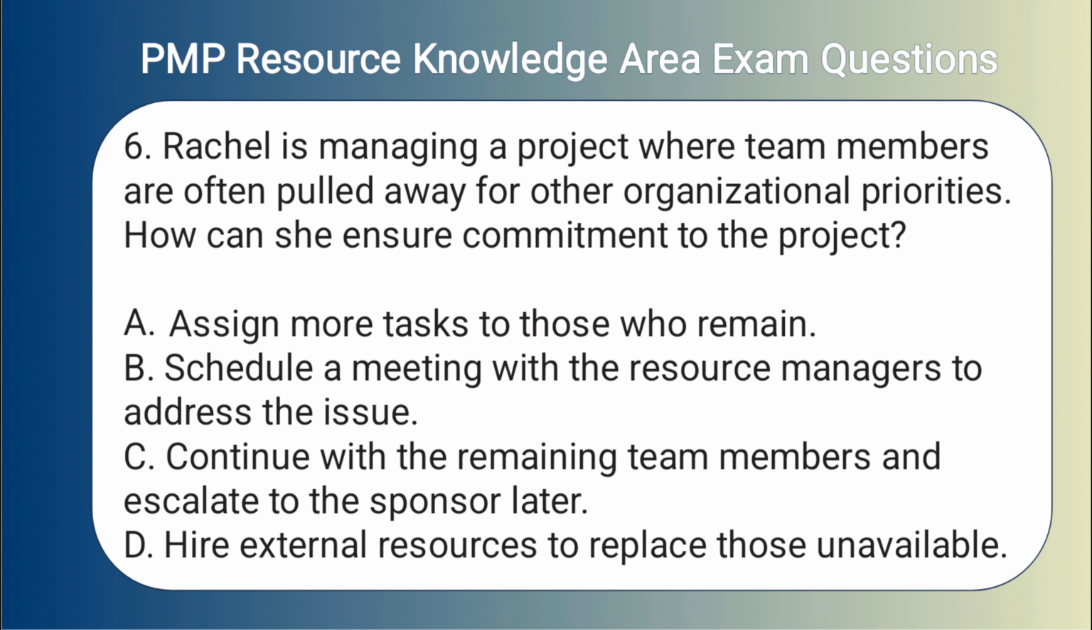6. Rachel is managing a project where team members are often pulled away for other organizational priorities. How can she ensure commitment to the project? A. Assign more tasks to those who remain. B. Schedule a meeting with the resource managers to address the issue. C. Continue with the remaining team members and escalate to the sponsor later. D. Hire external resources to replace those unavailable.